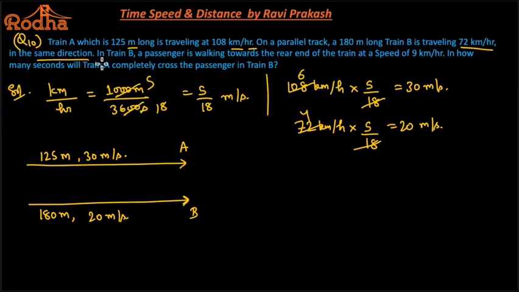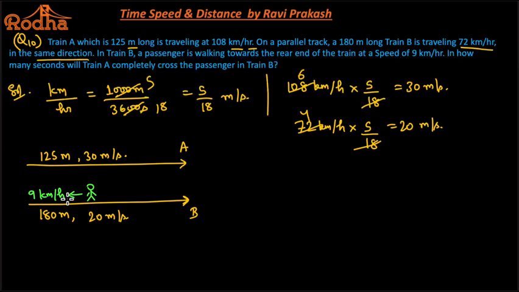Okay. In train B, a passenger is walking towards the rear end of the train at the speed of 9 kilometer per hour. So let's say that the person is here and he is walking towards the rear end of the train at the speed of 9 kilometer per hour. Take care. At the speed of 9 kilometer per hour. Correct. So 9 kilometer per hour.